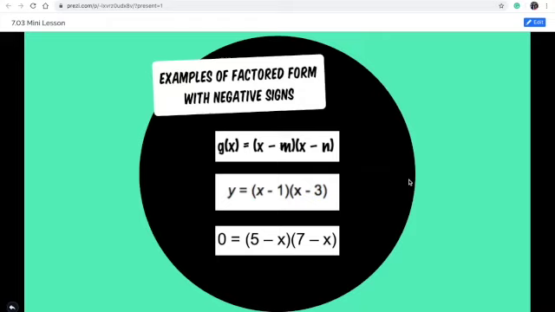Examples of factored form with negative signs. On Monday, your factored form equations had positive signs. Today, our factored form equations will have negative signs. Looking at these three examples, each example has an M and an N, but instead of saying 1 and 3, our M is -1 and our N is -3. In this example, our M is 5 and our N is 7.